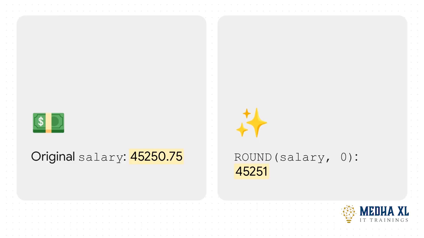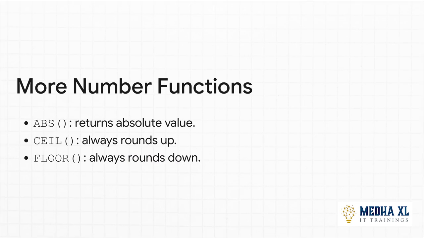A number like $45,250.75 instantly becomes a clean $45,251. The database does all the math for you, which is just perfect for those high-level reports where the cents are just unnecessary clutter. And just like with text, there are more tools for the job. You've got ABS for absolute value. Then you have CEIL, think ceiling, which always rounds up. And FLOOR, which, you guessed it, always rounds down. It gives you complete control over your calculations.